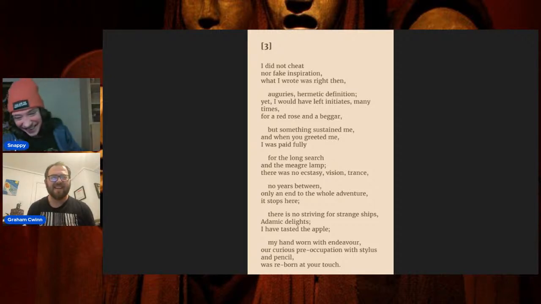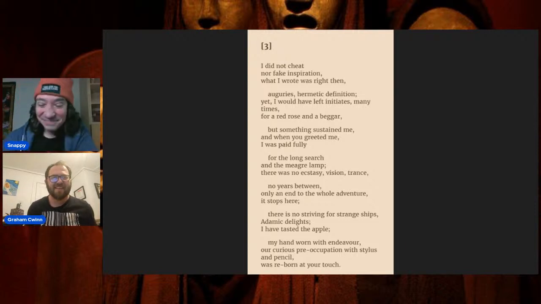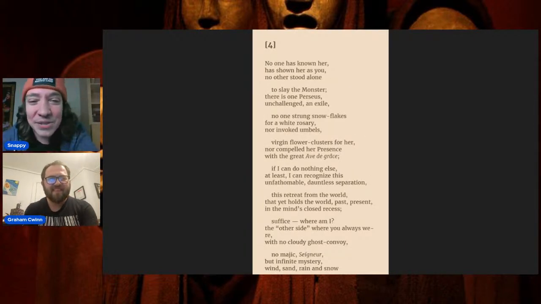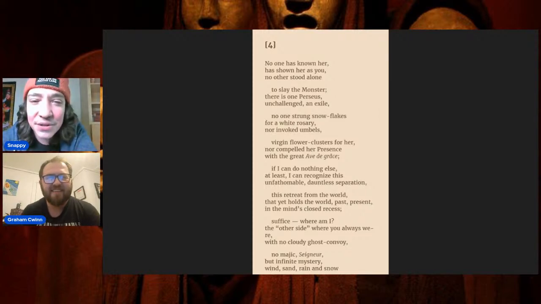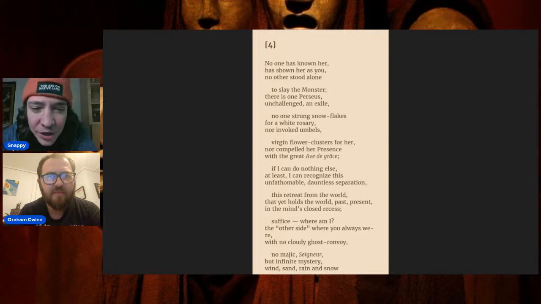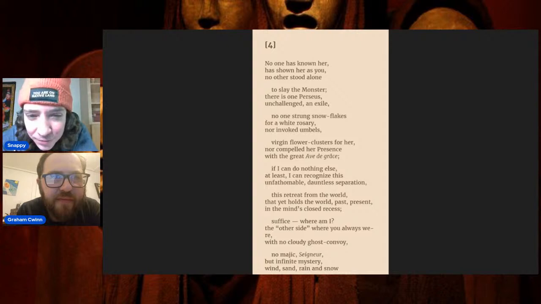Like, I love that, right? Isn't that interesting? No one has known her, has shown her as you. No other stood alone to slay the monster. There is one Perseus, unchallenged, an exile. No one strung snowflakes for a white rosary, nor invoked umbels, virgin flower clusters for her, nor compelled her presence with the great Ave de Grace.